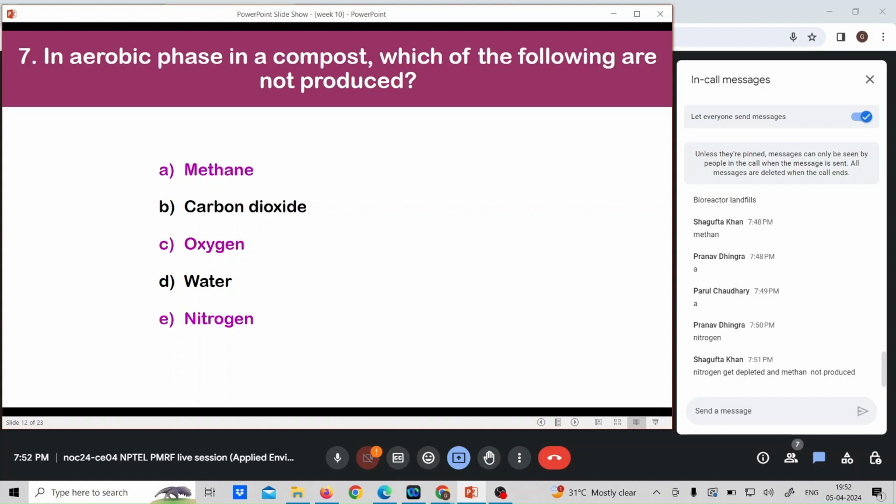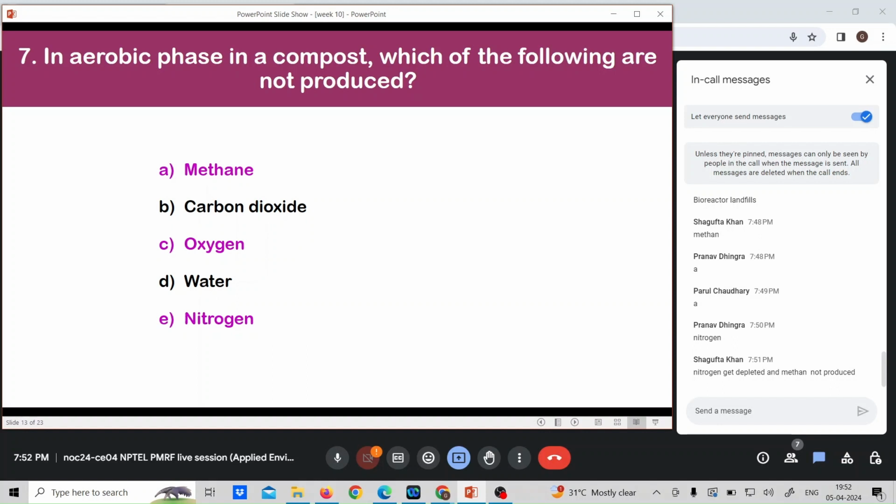As you have rightly said, I guess you get the explanation even before I tell it. So obviously in the aerobic phase methane is not produced, that all of us know. That's why methane is very exclusively associated with anaerobic processes. That is kept aside. Carbon dioxide: we know the aerobic phase is there, so aerobic respiration is going to take place. Carbon dioxide will be evolved. Obviously, water will also be evolved.